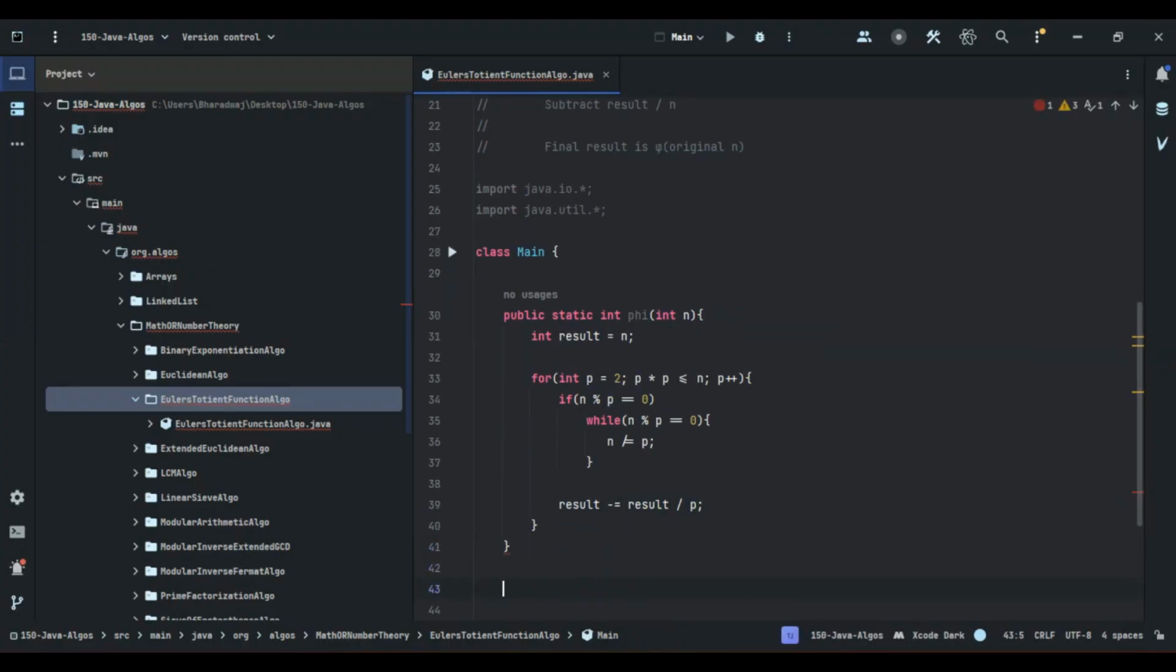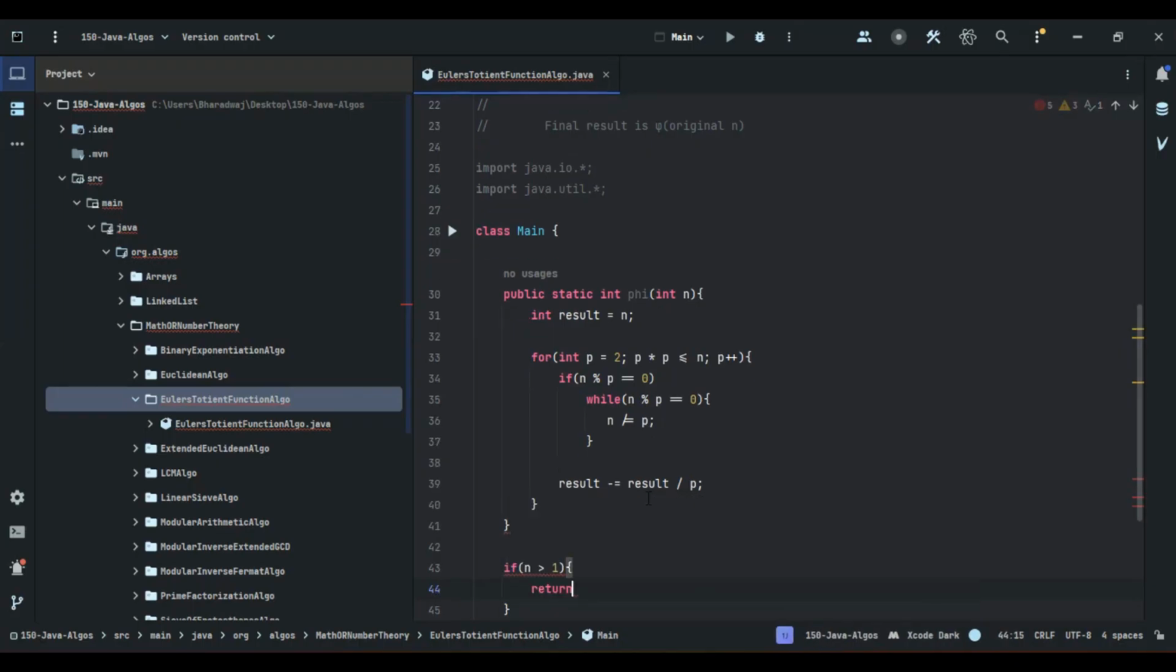Now, if the remaining n is a prime, then we have to apply the final prime factor. That's what we have to do. So I'll go with if n greater than 1, then let me go with result.